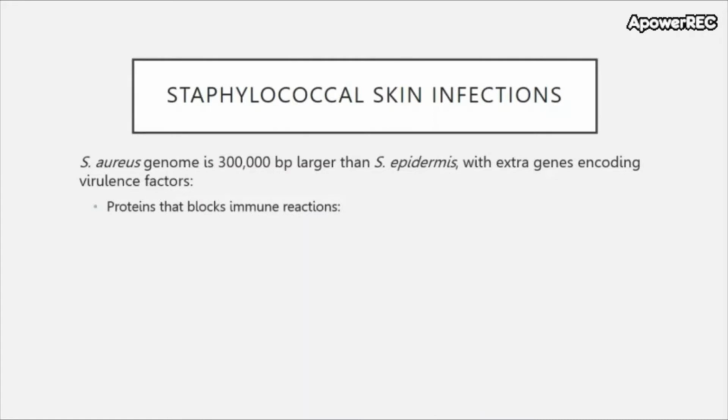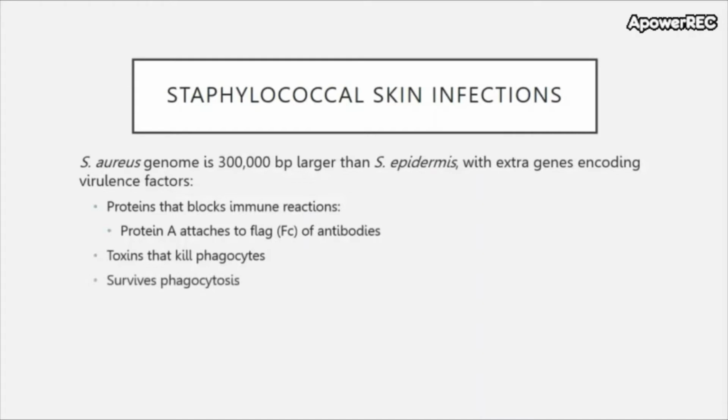proteins that block immune reactions, such as protein A, which attaches to antibodies on their Fc, or constant region. These constant regions are what interact with our immune system to elicit an immunogenic response. They also have toxins that kill phagocytes directly, and they have compounds that allow them to survive phagocytosis. They have proteins that neutralize produced antimicrobials, and their cell wall is lysozyme resistant.